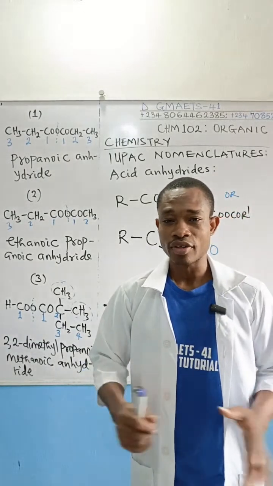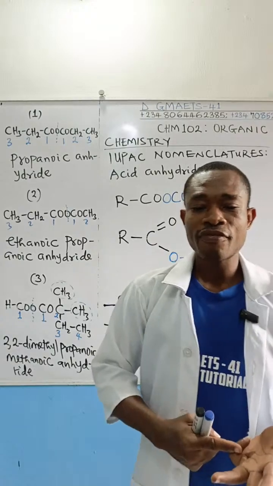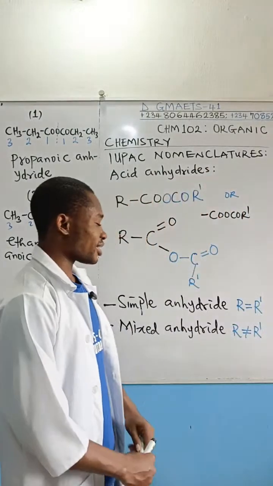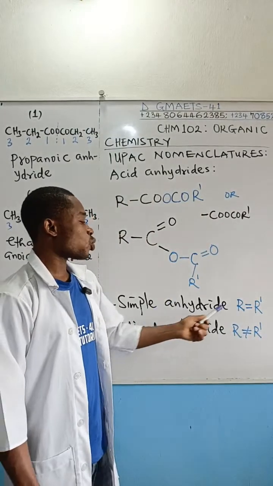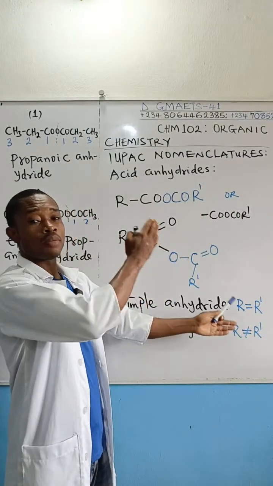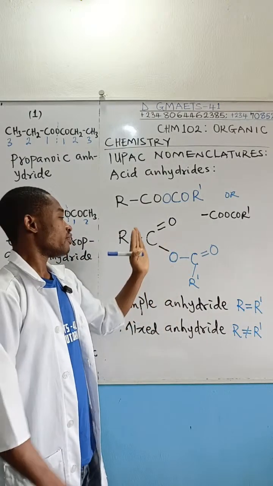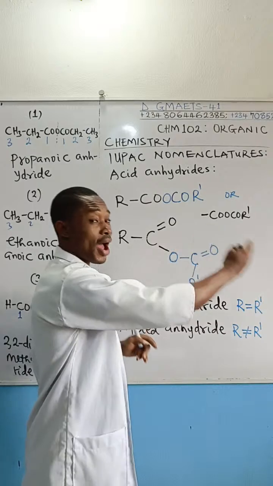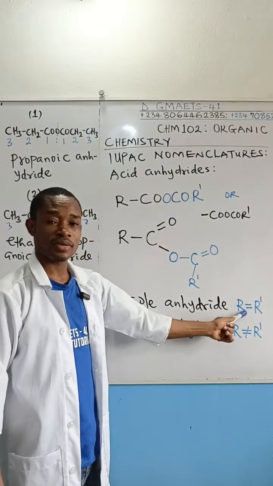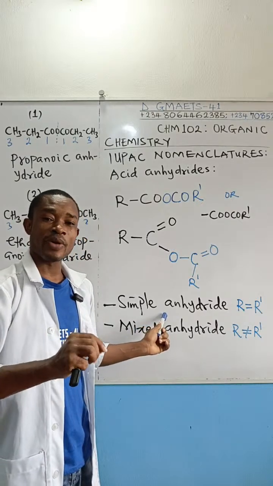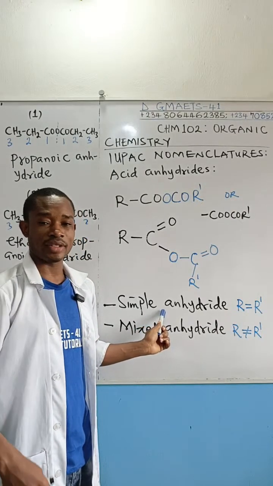Nothing much difficult there. Just remember, if the anhydride is a simple anhydride, and when do we say that an anhydride is simple? That is when the number of carbon atoms on the left of that oxygen that has a single bond to the 2 carbons, and the number of carbon atoms on the right, are the same. They are equal. Look at it, R equal to R prime. In that case, the parent name is simply alkanoic anhydride.